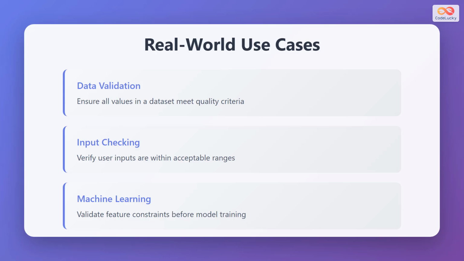np.all has many practical applications. For data validation, you can ensure all values in a dataset meet quality criteria before processing. For input checking, you can verify that user inputs are within acceptable ranges. In machine learning, you can validate feature constraints before training your model. These use cases help maintain data integrity and prevent errors in your analysis.